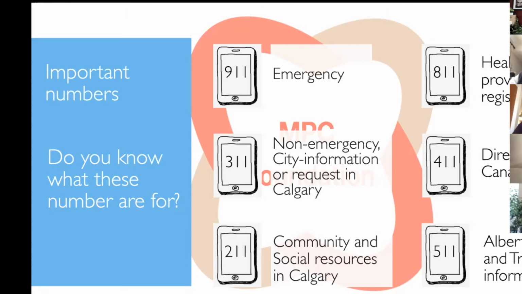511, this one's Alberta Traffic and Transit Information. So you can call this number if you are reporting some sort of traffic incident or if you are trying to get an update on what's actually happening with traffic or with transit. So this one can be useful if you're trying to get bus schedules or if you're in a giant traffic jam and you're just trying to figure out what's happening there. Any questions on this part?